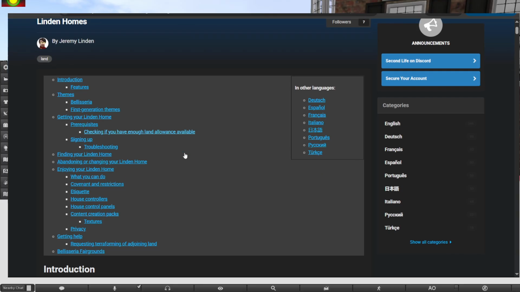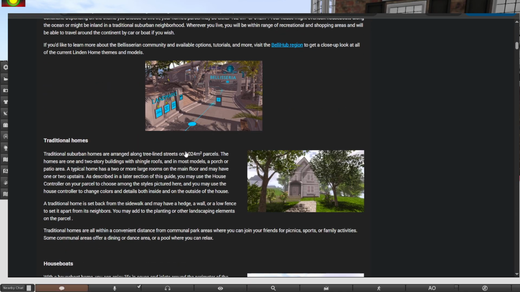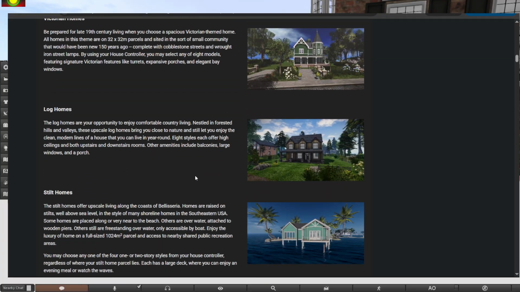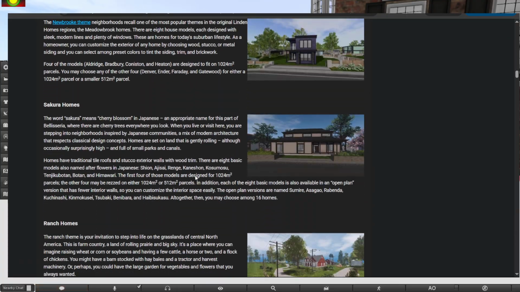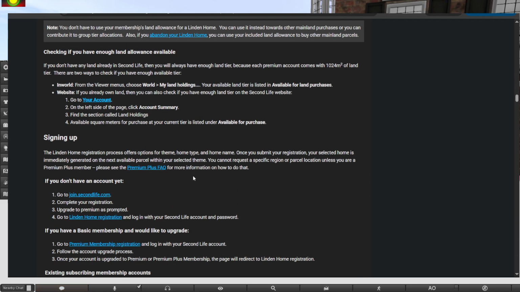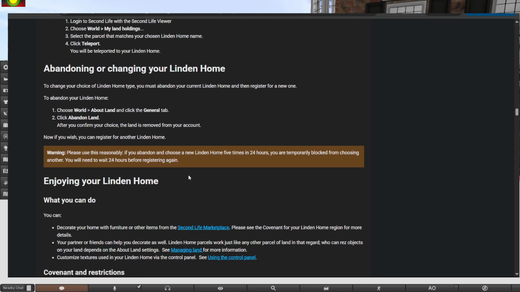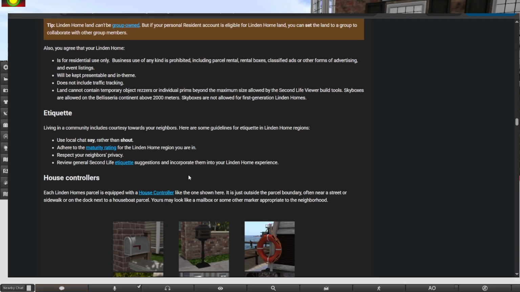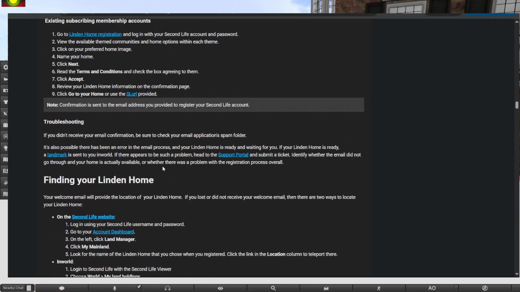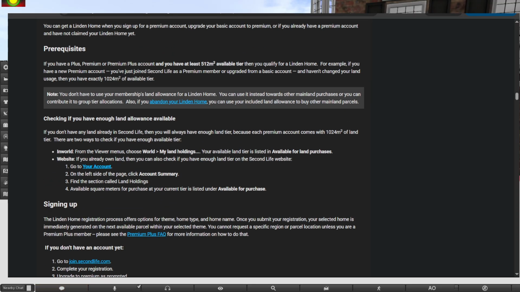This is their page on Linden Homes. And if you go down to prerequisites for getting your Linden home, oh, it's not going to click. Fine, the link's not working. I can get it. Here's all the Linden homes. Let's scroll. Okay, getting your Linden home. Finding your Linden home, abandoning, enjoying. Where is it, you guys? I just scrolled past it, probably. The prerequisite. Here we are, prerequisites.